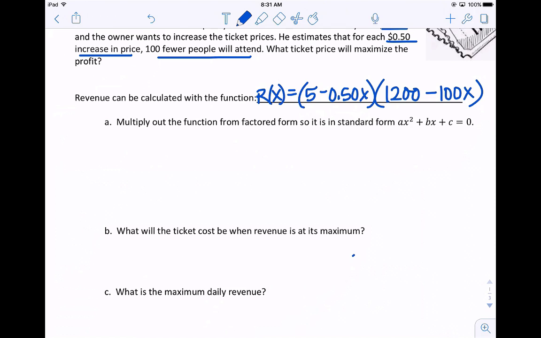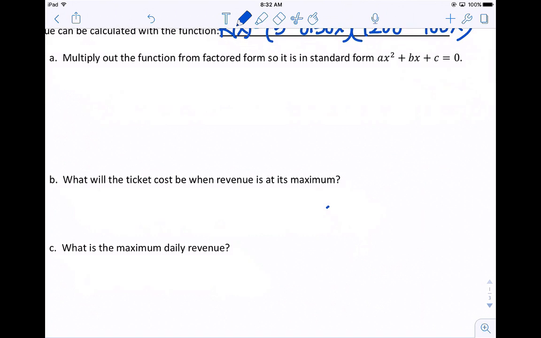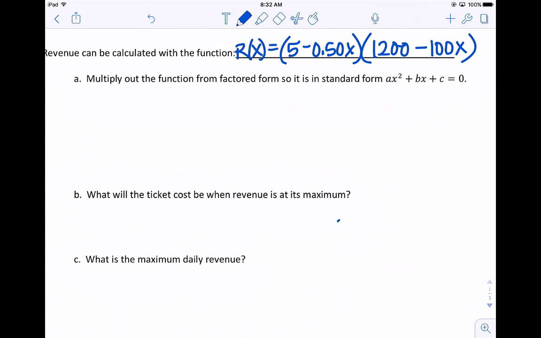All right, so this is in factored form. We could use it to find the zeros, but we want to multiply this out so it's in standard form so that we can find the vertex. Okay, so to multiply it out, you could FOIL. I like using my box here. So here's my box.